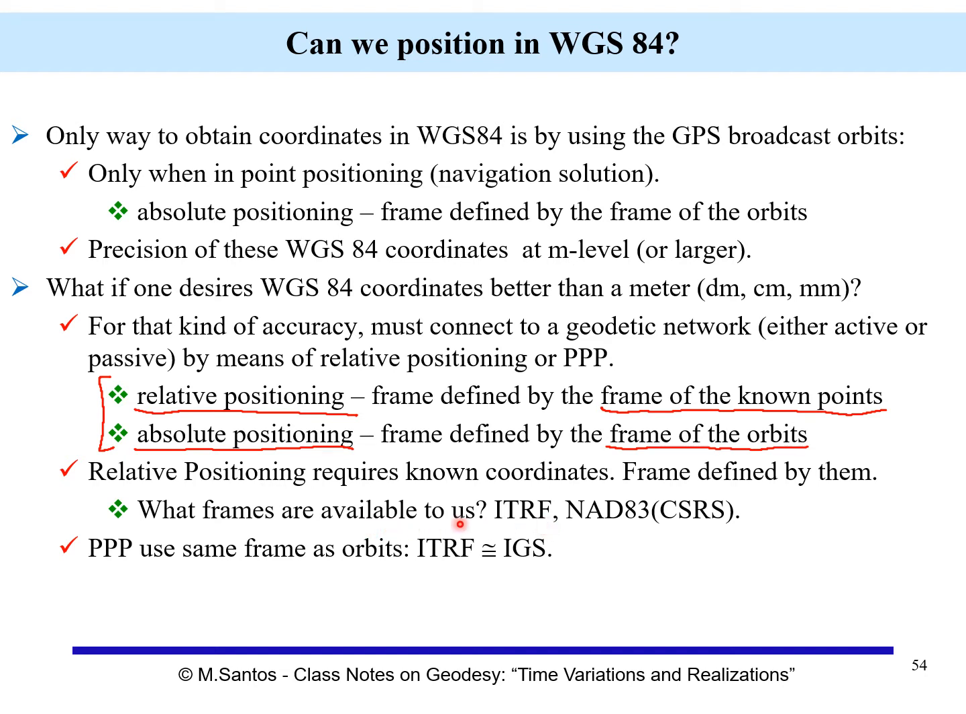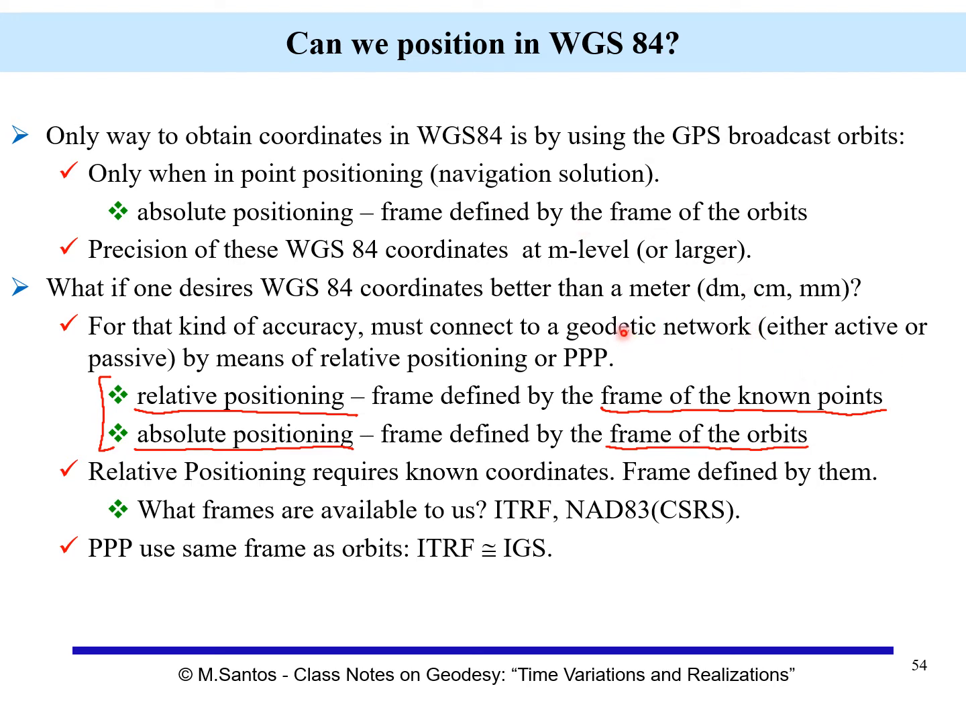Anyway, there is no network of points with coordinates in WGS84. There's simply none, because if there were, they would use GPS broadcast orbits. They're not at this level of accuracy that we want. So therefore the answer is: the only time we really are in WGS84, with several meters of uncertainty, is when we are doing a navigation solution.